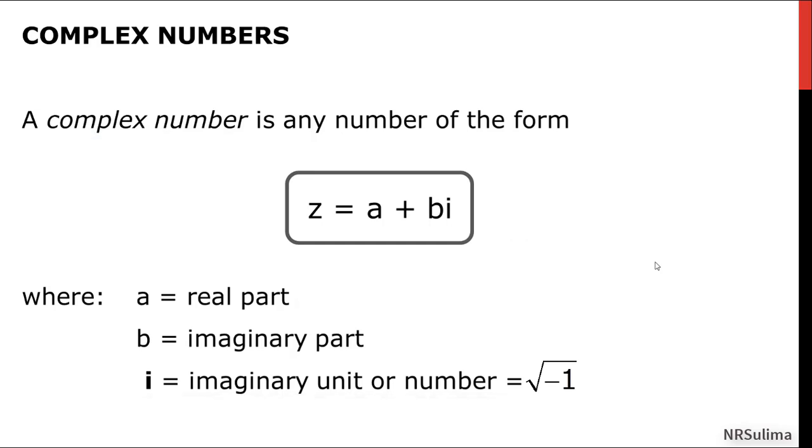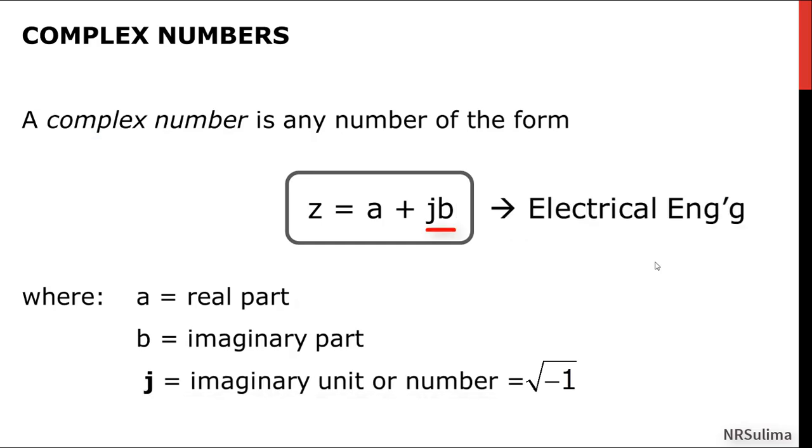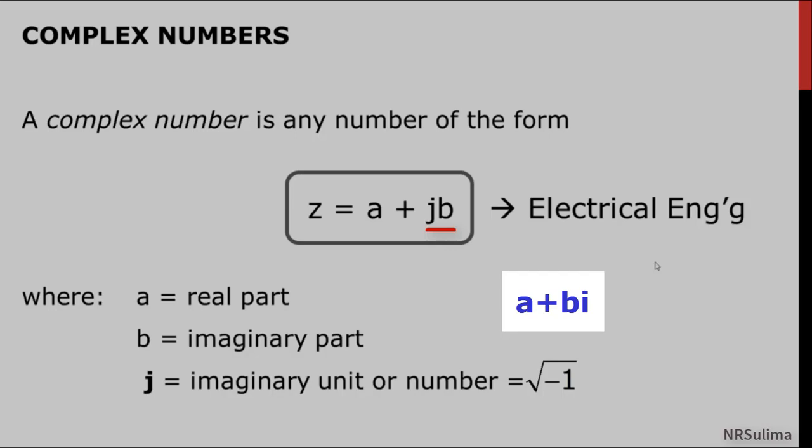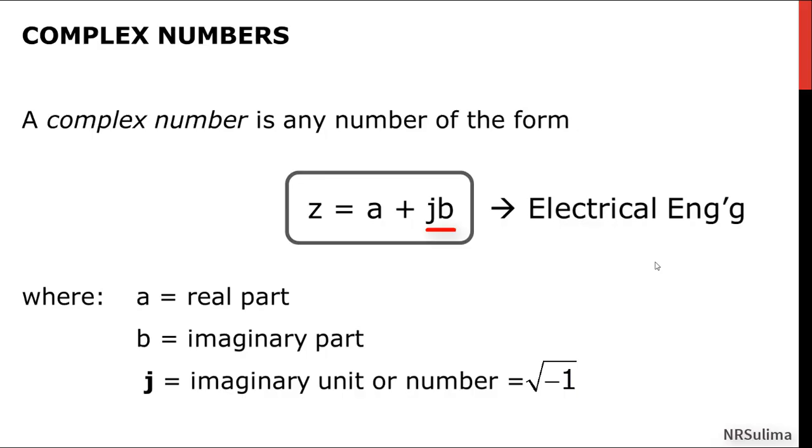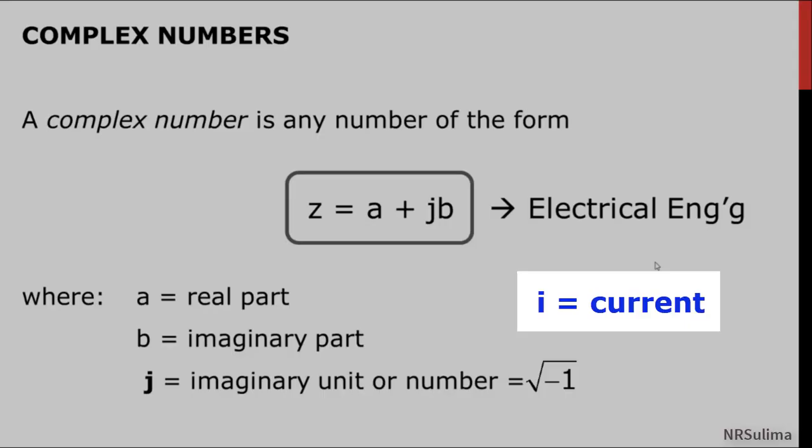Now in electrical engineering, we change the notation. Instead of writing your complex number in a plus bi form, we write that in terms of a plus jb, where the j is written in front of the imaginary part and is still equal to the square root of -1, because the letter i in electrical engineering stands for current.